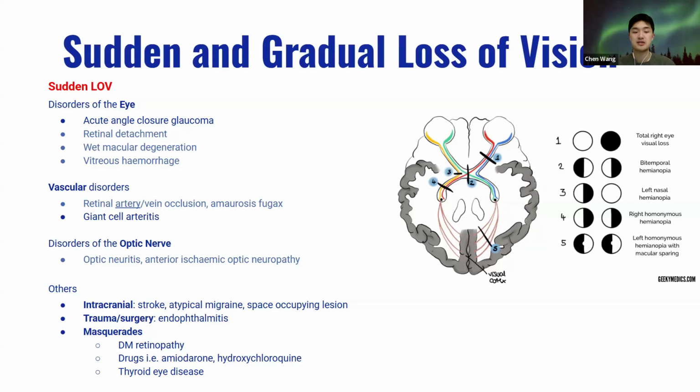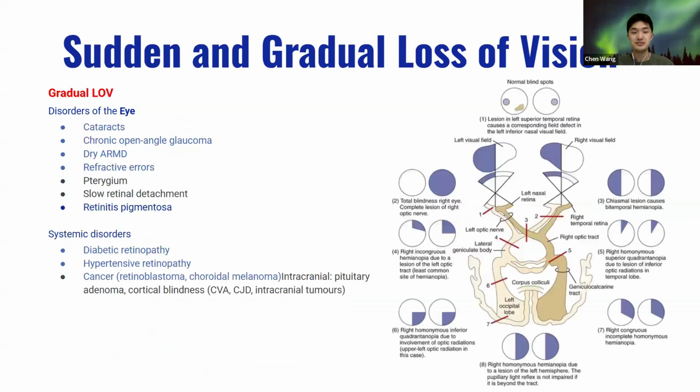There are some other miscellaneous classifications. So intracranial causes like a stroke, migraine, or space-occupying lesion can also cause sudden loss of vision, as well as endophthalmitis and trauma. And some drugs such as amiodarone and chloroquine can also lead to changes in the vision, and diabetic retinopathy and thyroid eye disease are important factors to consider as well.